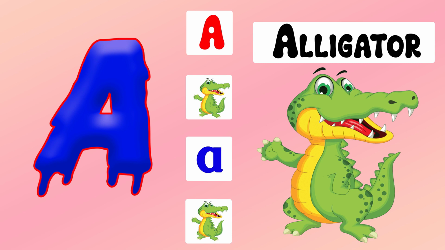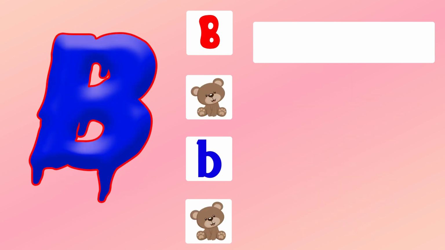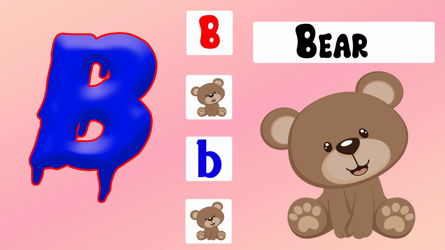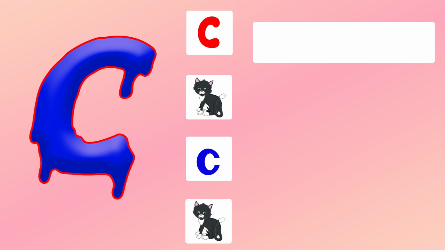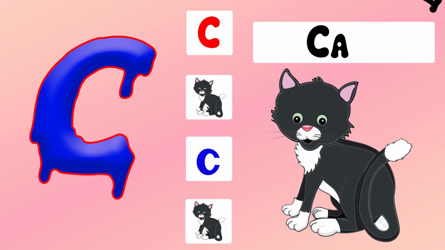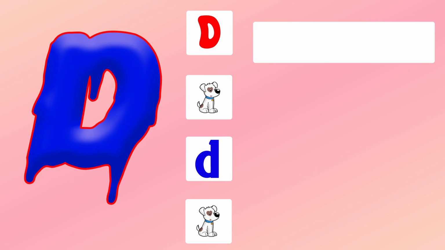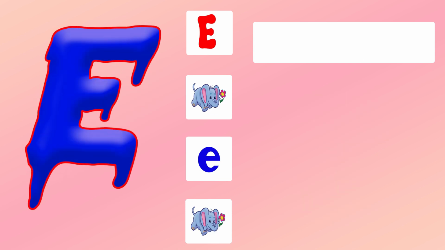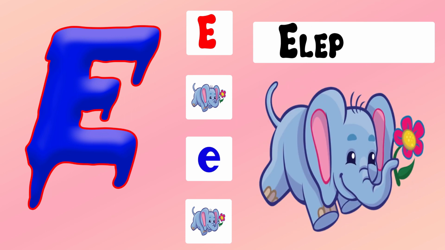A for alligator. B. B for bear. C for cat. D. D for dog. E. E for elephant.